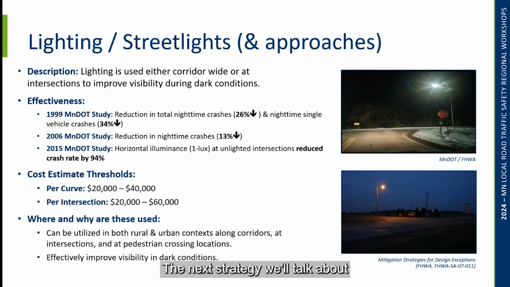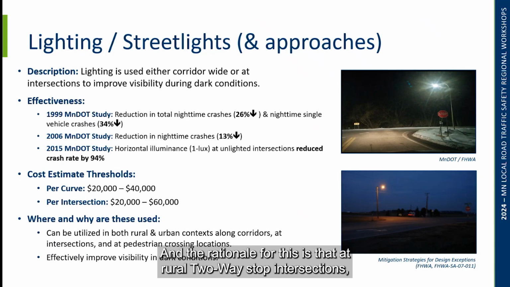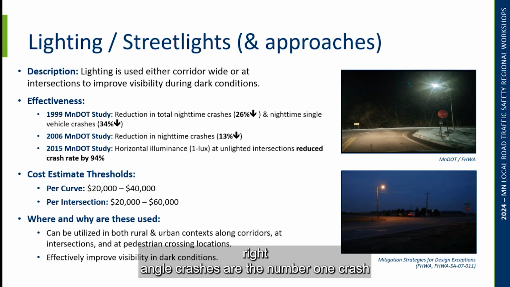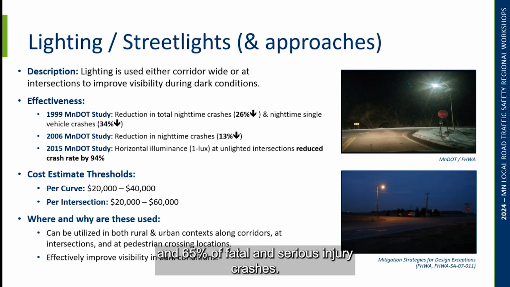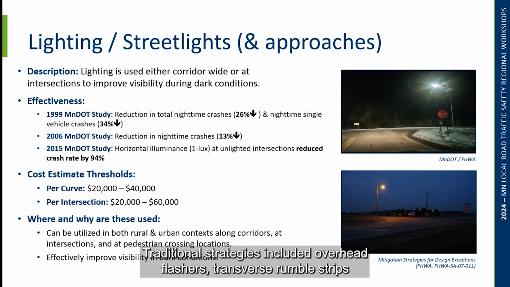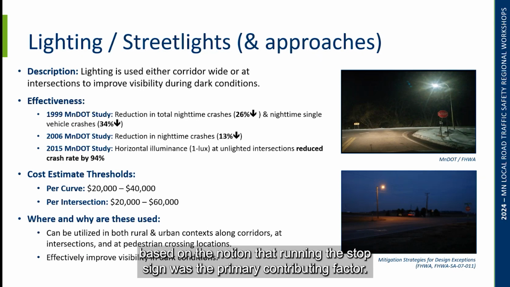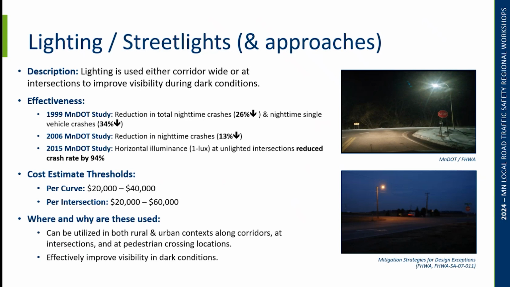The next strategy we'll talk about is streetlights at rural intersections. The rationale for this is that at rural two-way stop intersections, right angle crashes are the number one crash type: 36% of all crashes and 65% of fatal and serious injury crashes. Traditional strategies included overhead flashers and transverse rumble strips, based on the notion that running the stop sign was the primary contributing factor. However, research found that overhead flashers didn't work.